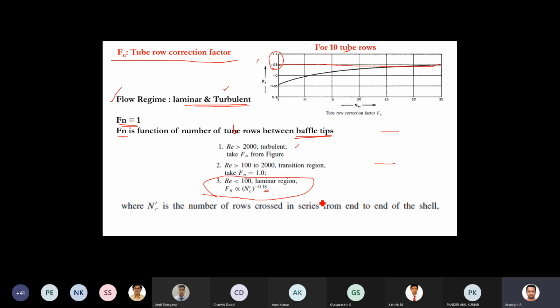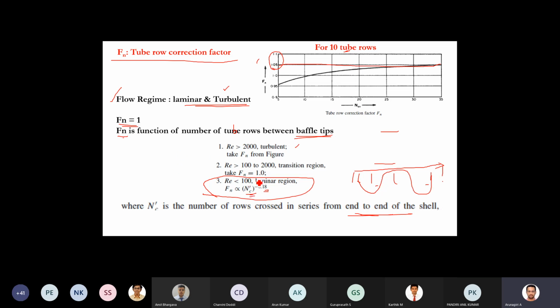Okay, the formation of the thermal boundary layer drastically reduces, because this formation will be more in the case of the laminar regime compared to turbulent. So NC dash is the number of rows crossed in series from end to end cell. This is different. So end to end, full. If these are your baffles, from the inlet to outlet, you have to calculate the number of tubes. So if you have 3 baffles, 1, 2, 3, 4, no. So if dB by PT gives the number of tube rows, then 4 times dB by PT will be the number of tube rows crossed in the laminar flow regime. Like that, you have to calculate this NC dash.